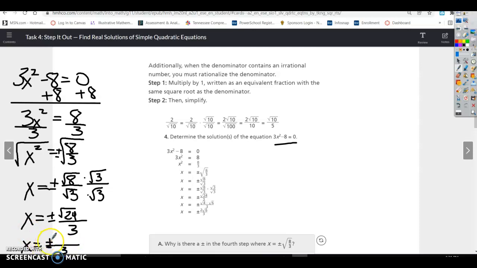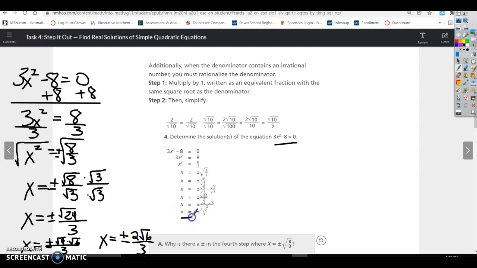So I have 24, I need a perfect square, so 4 is a perfect square. 4 goes into 24 6 times. So I'm going to rewrite this as square root of 4 times square root of 6. And then 4 times 6 is 24. All I did was rewrite this in a different form again. And then x equals plus or minus square root of 4 is 2. Square root of 6 is not a perfect square. And that goes over 3.